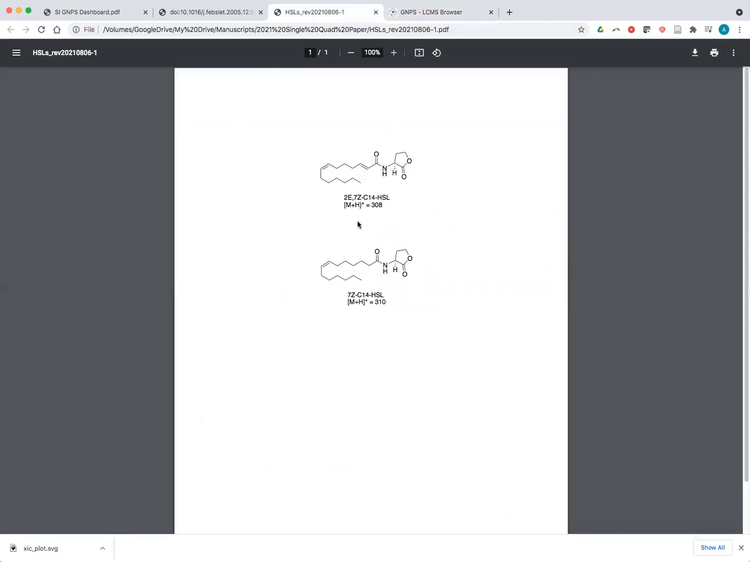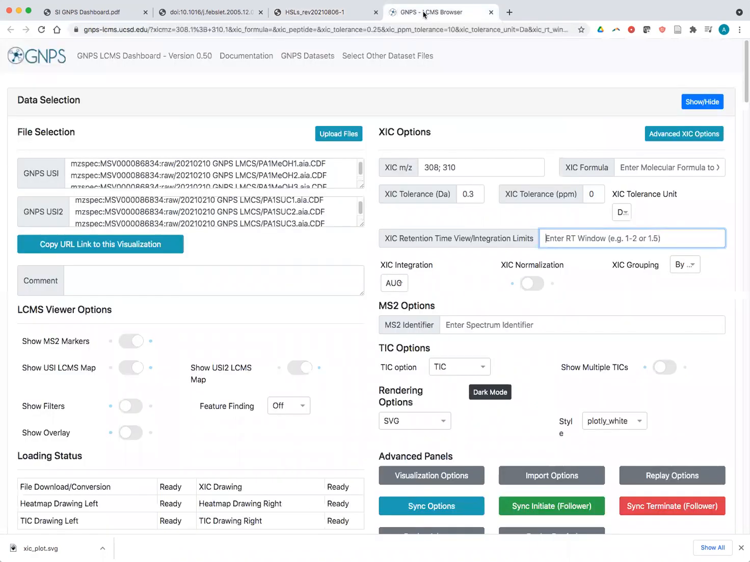whereas in our second data group, the bottom data group here, we have our triplicate succinate grown cultures. You can see these two quorum sensing signals have protonated masses of 308 and 310. And what the GNPS dashboard allows you to do is generate multiple extracted ion chromatograms at one time. So we're going to generate extracted ion chromatograms for both of these protonated masses. And for our instrument, we're going to set a tolerance of 0.3 Daltons.